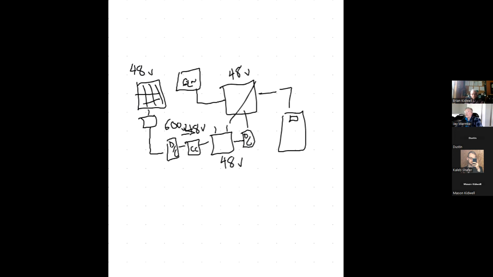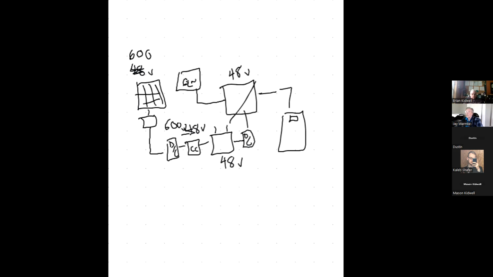And the reason that helps is you can use a lot smaller wire for the portion of the system where there is a lot of wire. And so I can create an array here that's up to 600 volts and then step down in the charge controller and go to a 48-volt battery and a 48-volt inverter. So that saves a significant amount of money on our system.